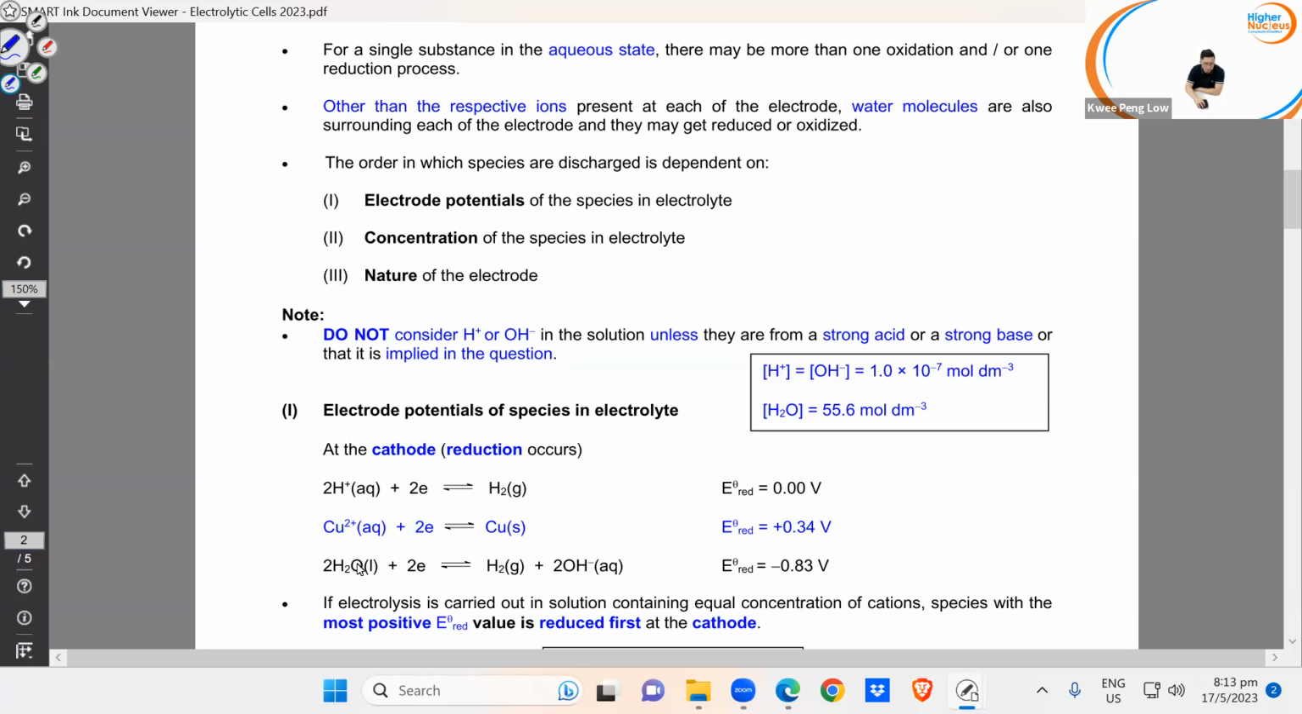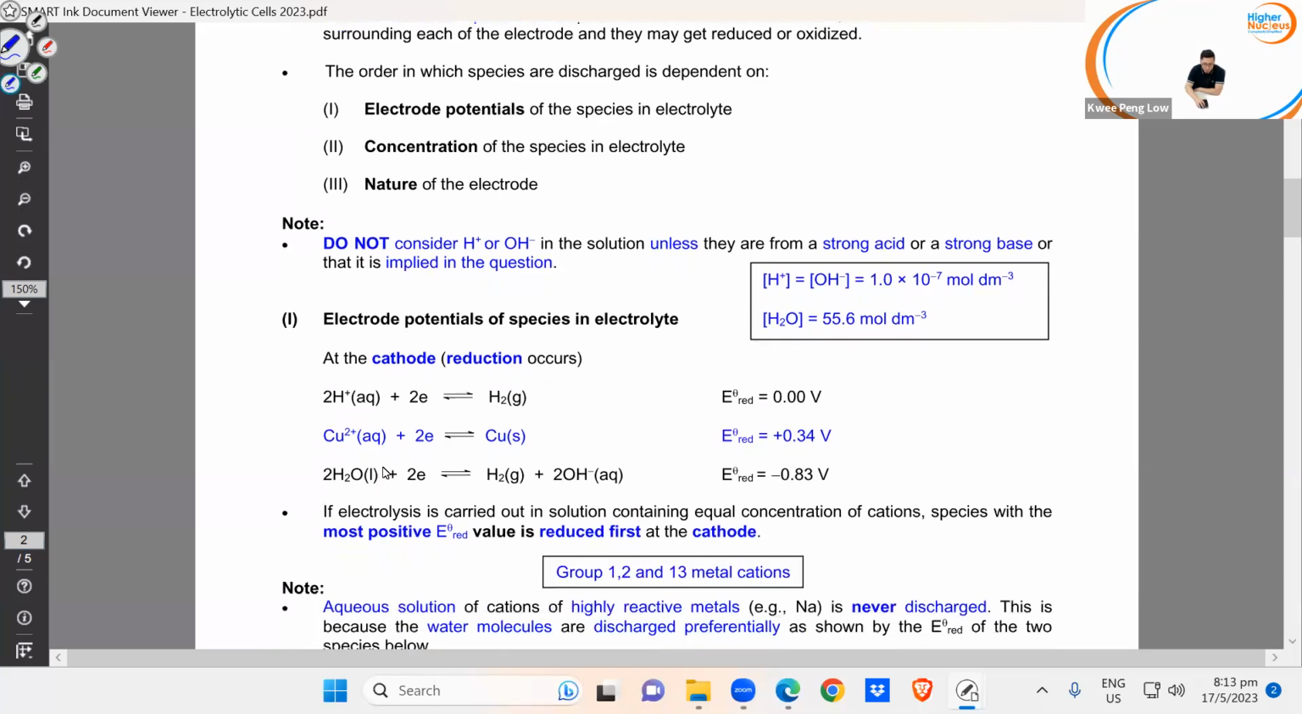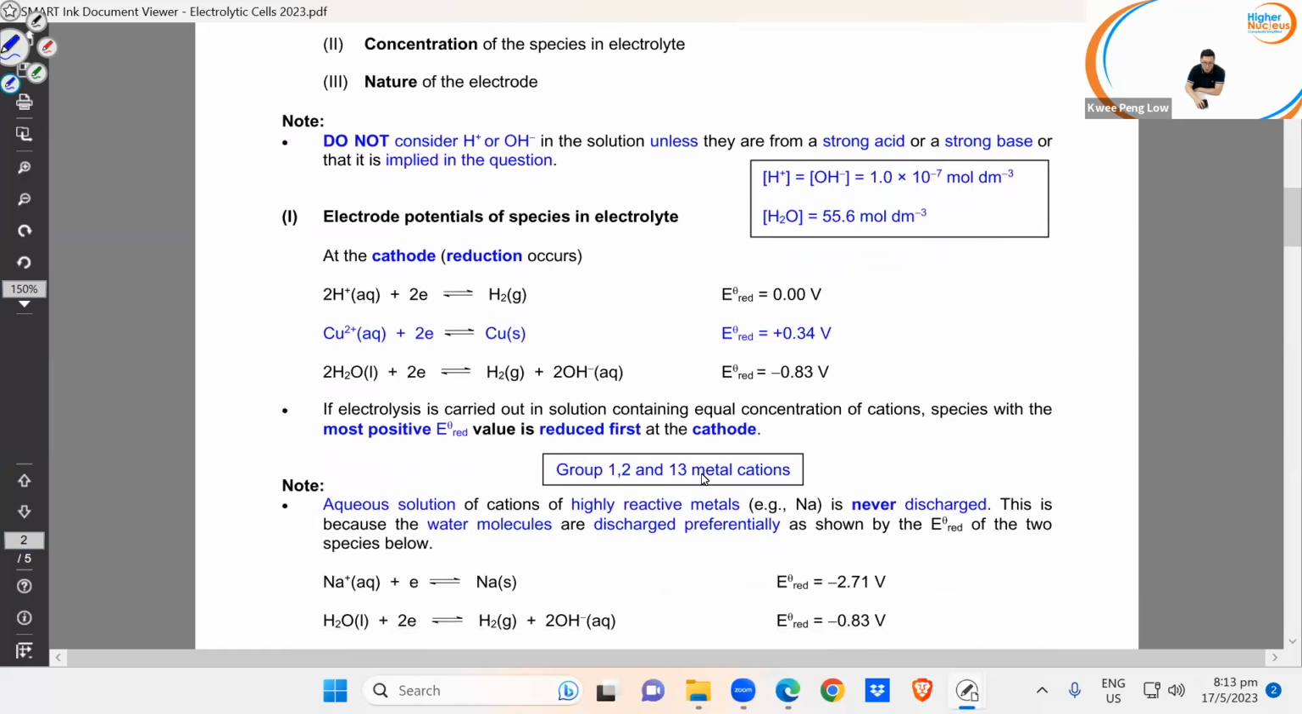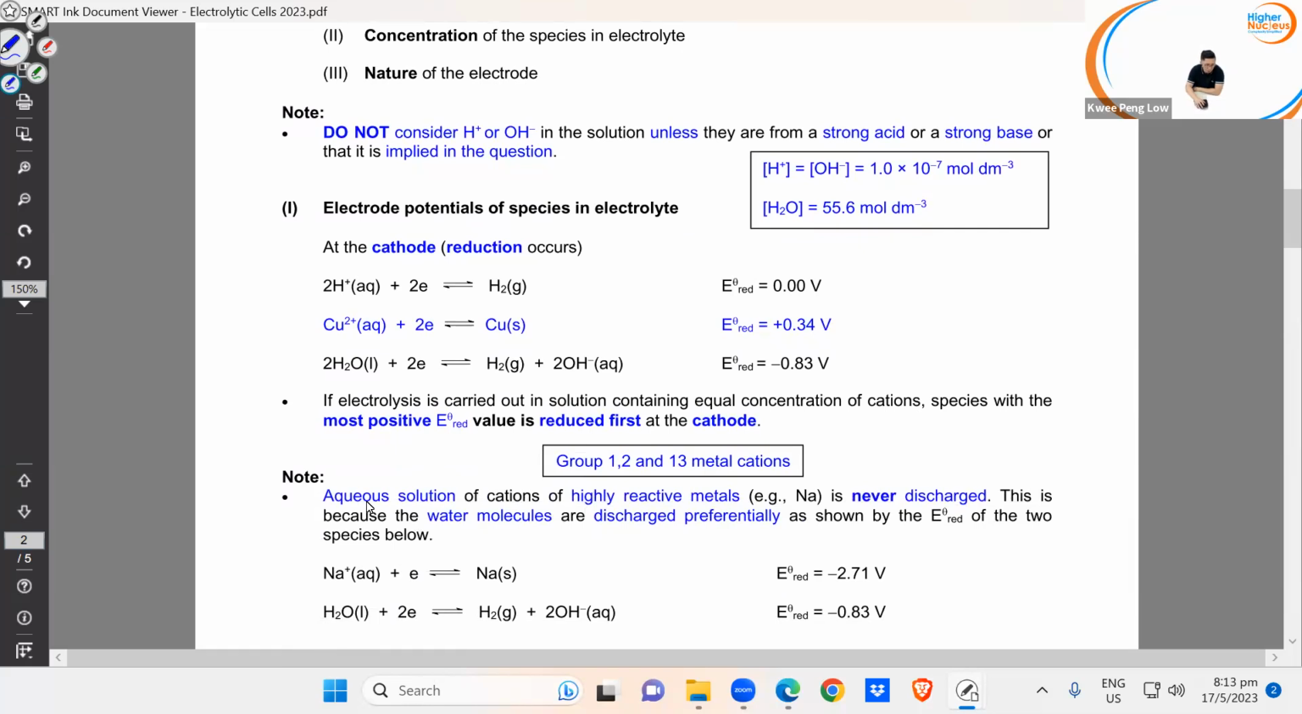To start. Understand? Now, at the cathode, I need to ignore all the group 1, group 2, group 13 metal cations if you are talking about aqueous solution. Reason being, in the presence of water, all these metal cations will never get reduced because water is always in front of them. Now, what do I mean by water is in front of them? Sodium plus to sodium, its E reduction is minus 2.71. Water gets reduced to form H2, its E reduction is minus 0.83. Remember, at the cathode, we choose the most positive E value to get reduced first. So your water is reduced preferentially over your sodium plus.